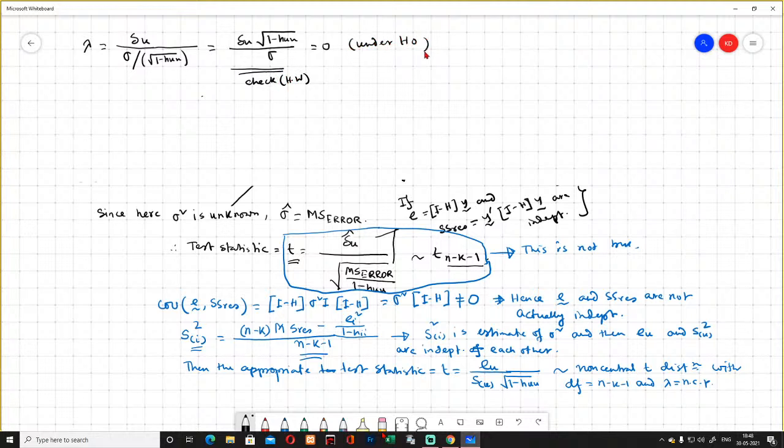Okay, so under H naught this should be 0, hence under H naught this test statistic T, I think it is better to write T star because we already used T for this. So under H naught T star follows a T distribution. This is a central T distribution with n − k − 1 degrees of freedom.